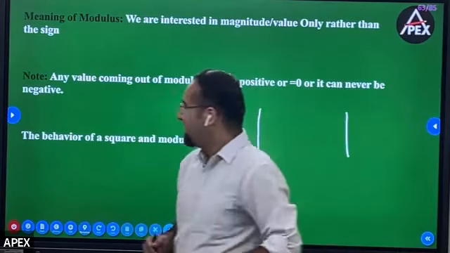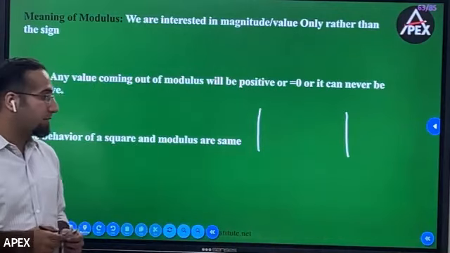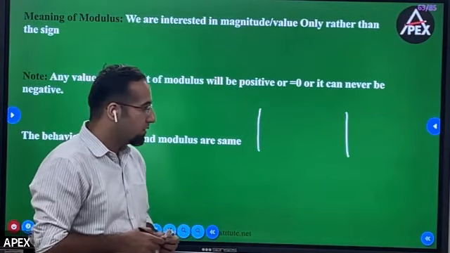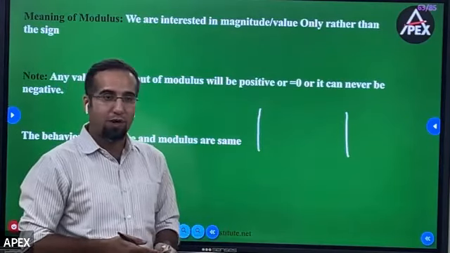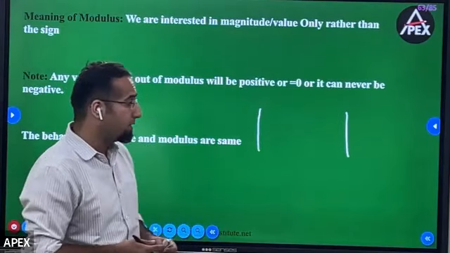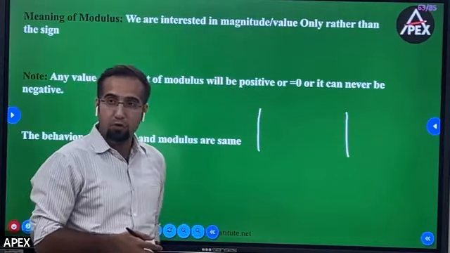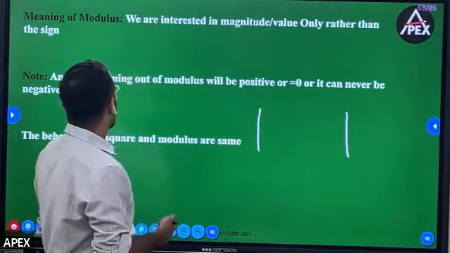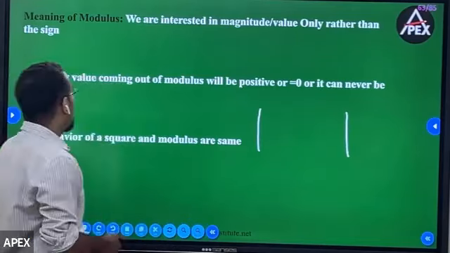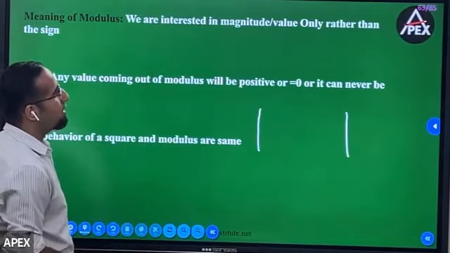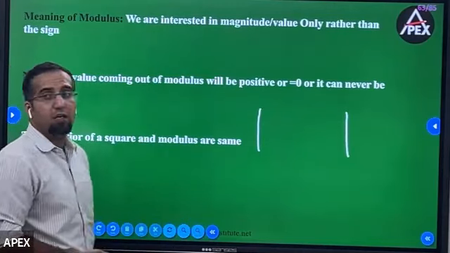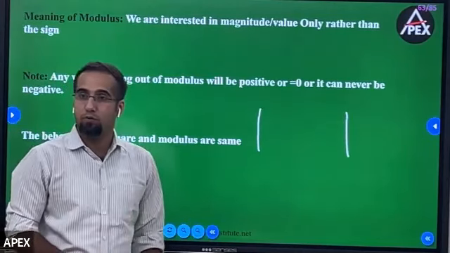Yeah. So whatever I give as an input here, the output is always going to be positive. So as I mentioned in the first case, we are interested in the magnitude or the value rather than the sign of it. Clear? And then any value coming out of modulus will always be positive or equal to 0. It can never be equal to a negative value.